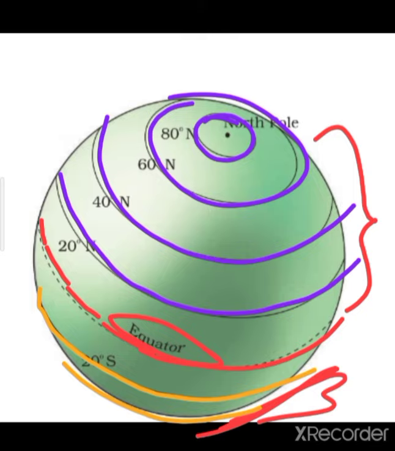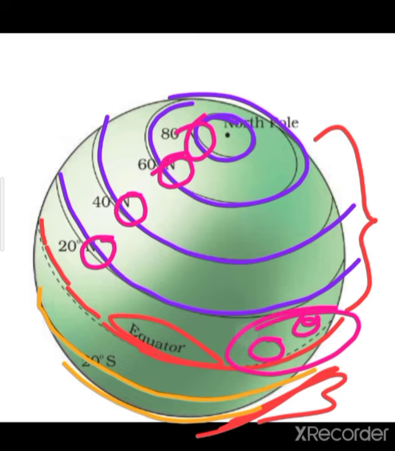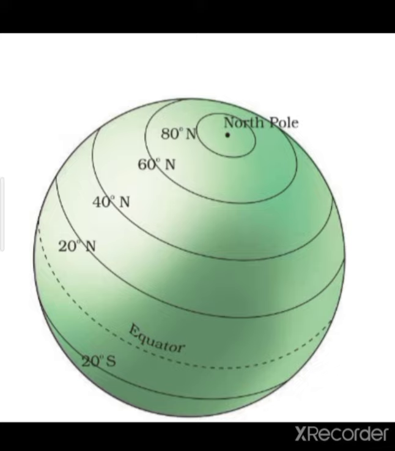See here, it is 20 degrees north, 40 degrees north, 60 degrees north. N is nothing but the north side, the northern hemisphere side. These lines are drawn parallel to the equator. The equator represents 0 degrees. Keep in mind, the equator represents 0 degrees. If you move to the north pole side, it is 20 degrees north, 40 degrees north, 60 degrees north, 80 degrees north, and then the north pole.